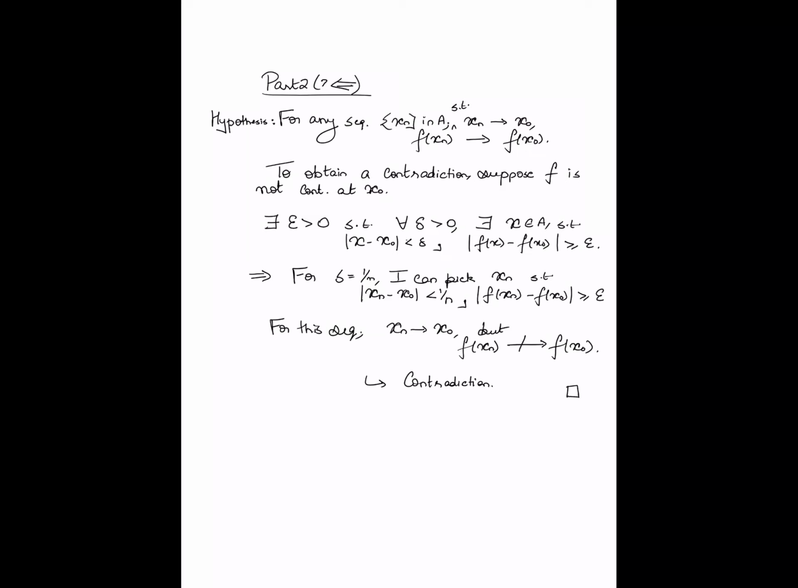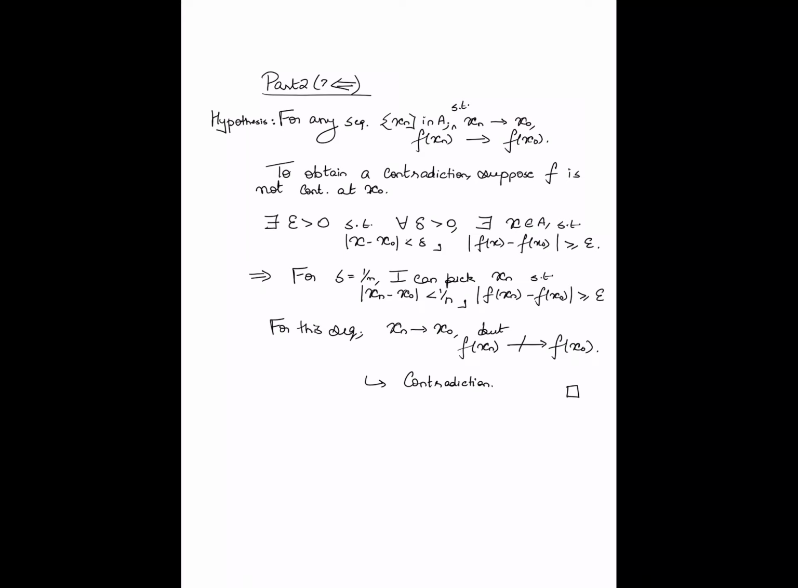Okay, so once again, the moral of the story here is that the function being continuous at x naught is equivalent to saying that for every sequence xn converging to x naught, f of xn will in fact converge to f of x naught. Okay, so that's the first thing that we had to say about continuity.